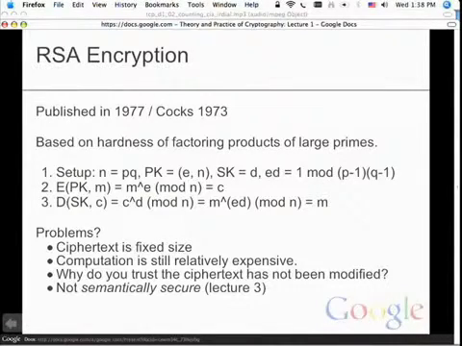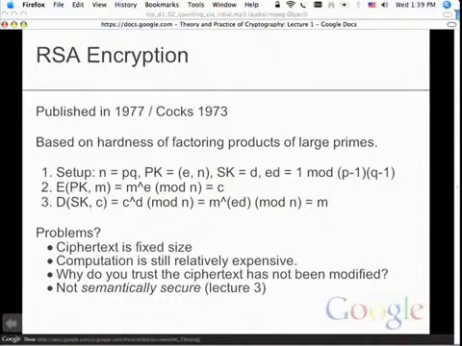Again, you can read the paper that's linked online. It's pretty easy to read through because it's one of the first papers in this area, and it's very interesting. Now, some problems with this is that the ciphertext is a fixed size. It's going to be as big as this group, and so you can't encrypt arbitrary size messages this way. Computation is still relatively expensive. Back in the 70s, it was very expensive, and even today, it's expensive. You need to do this over very large groups.